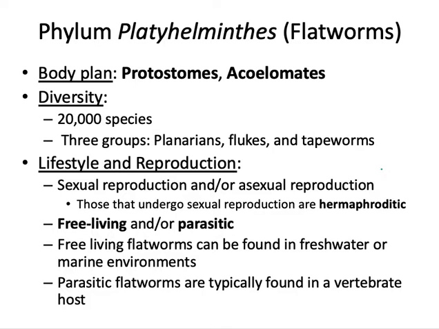The common name for all members of this phylum is the flatworms. And there are 20,000 species within this phylum. They are flat, and one of the reasons they're flat is because they are acoelomates. So that means they have no body cavity in their mesoderm tissue.